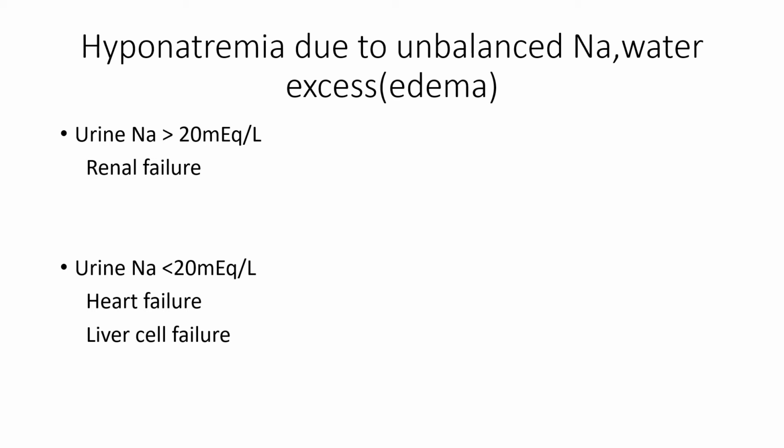Another category of cause of hyponatremia is due to unbalanced sodium and water excess. And here there is edema. It's either due to renal failure, and here the urine sodium is more than 20 milliequivalent per liter, or another category in which the urine sodium is less than 20 milliequivalent per liter. This includes liver cell failure and heart failure.